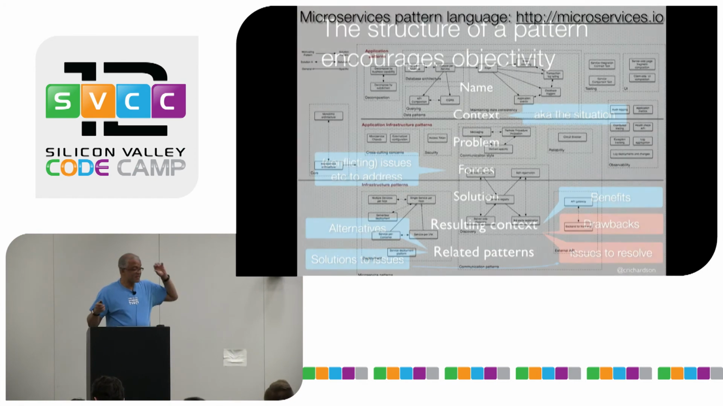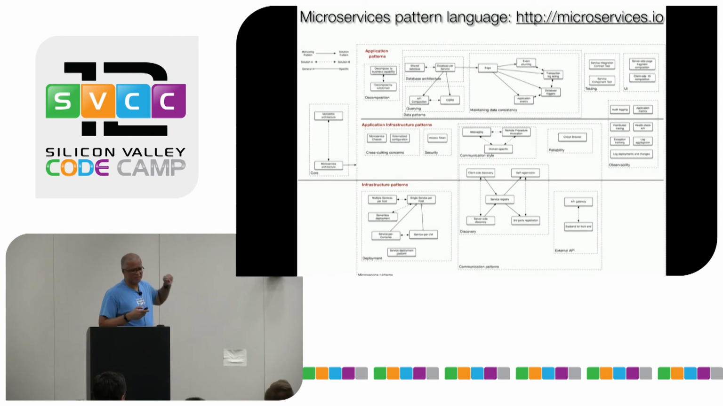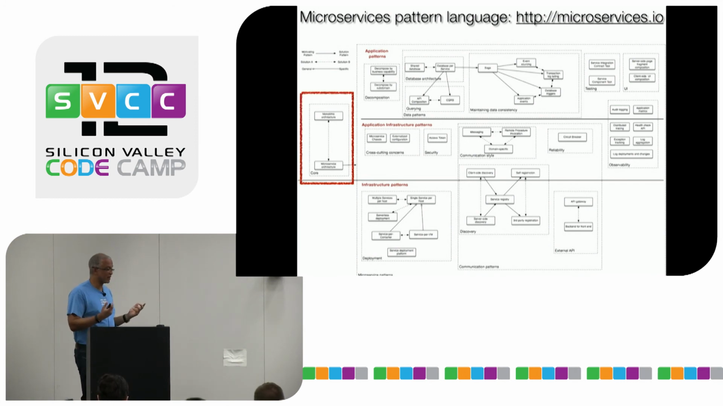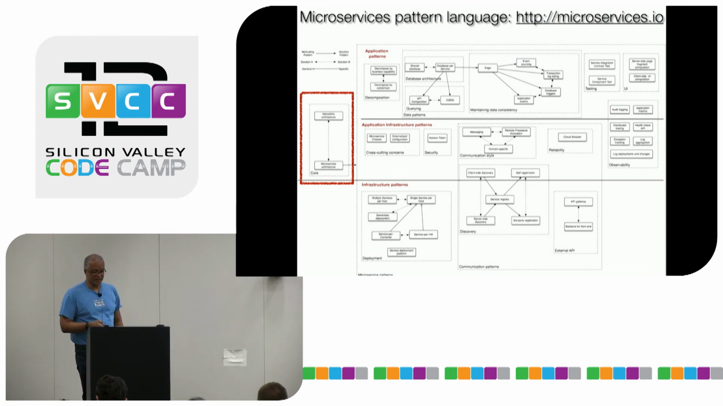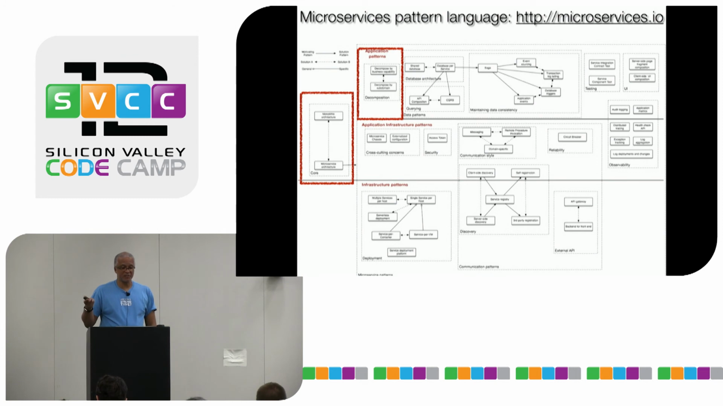So this is the pattern language. And as I said, if you go to microservices.io, there is a version there that you can read. But just talking about it briefly, there are the core patterns, monolithic architecture and microservice architecture. And then if you decide to use the microservice architecture, everything else on the right are patterns that you then have to consider using to address various design, testing and operational issues that arise because of the microservice architecture.